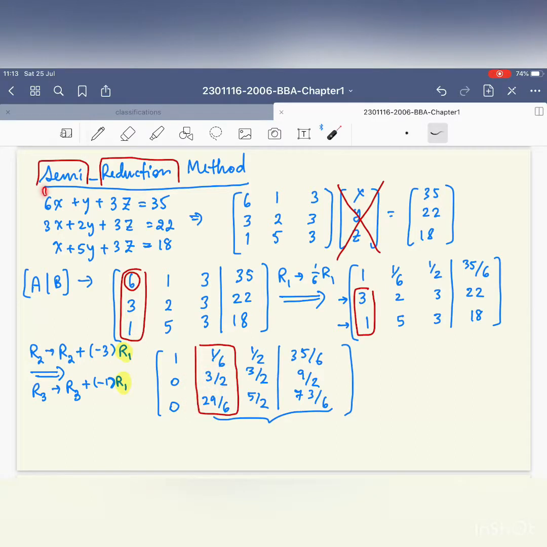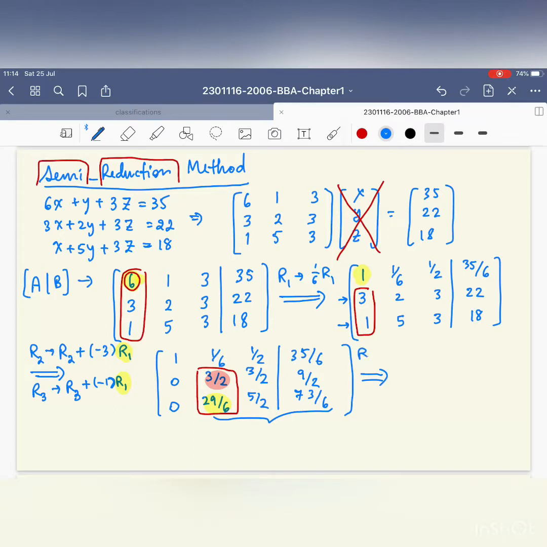However, for this method, because it is a semi-reduction, what we are going to do is concentrate on only the one below that second position. So the one that you need to get rid of is only this one, okay? But before you get rid of it, you need to change this one into a 1 first, as we did previously.